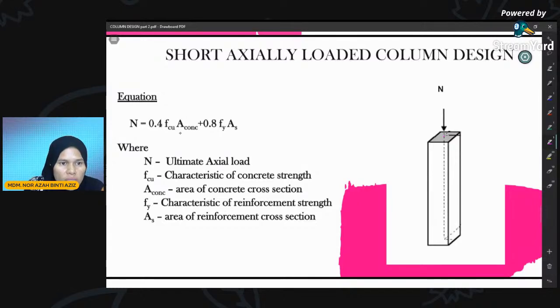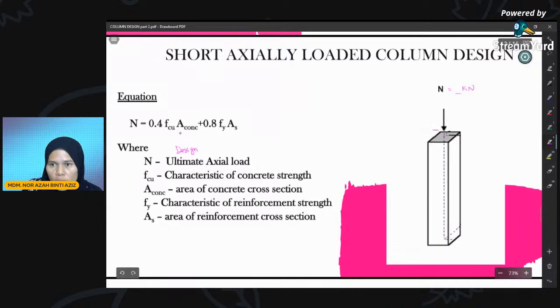The equation given is N equal to 0.4 fcu Ac, where Ac is the area of concrete, plus 0.8 fy As. N is the ultimate axial load, which means this is the design load, normally given in units of kilonewton. And here we have fcu, the concrete strength, and the area of concrete.